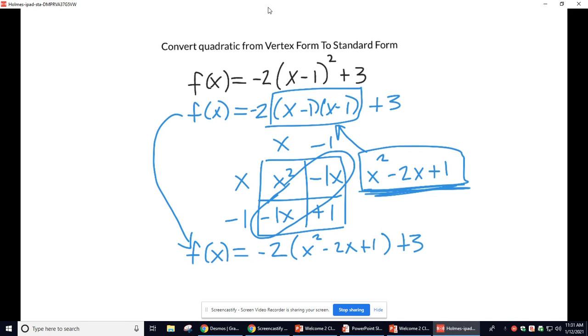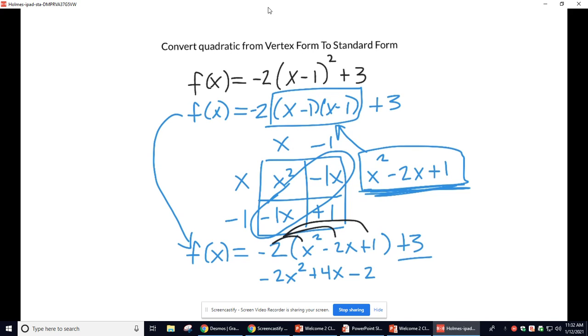To finish this problem off, we're going to do distributive property. So we're going to distribute the negative 2 on the outside into the parentheses. So first we have negative 2 times x squared, which gives us negative 2x squared. Negative 2 times negative 2x gives us positive 4x. And negative 2 times positive 1 gives us negative 2. And then we just bring down the plus 3.